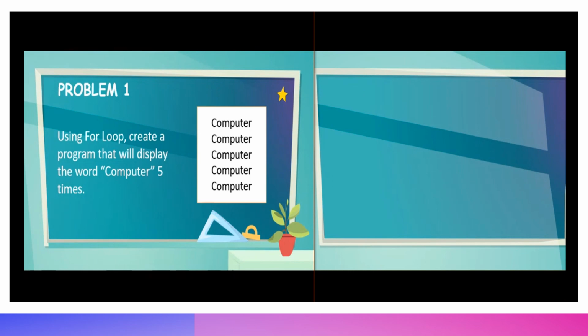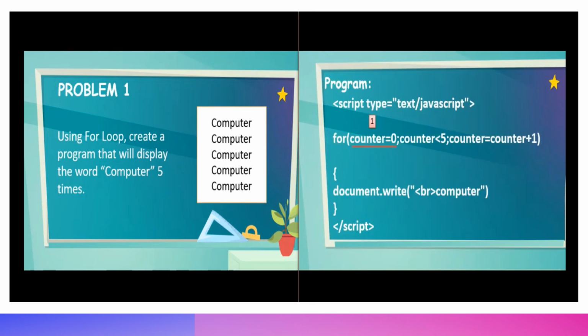For problem number 1, we are asked to create a program that will display the word computer 5 times using a for loop. And the output of the program should be exactly like this when you display it on the browser. So this is the JavaScript program for that.